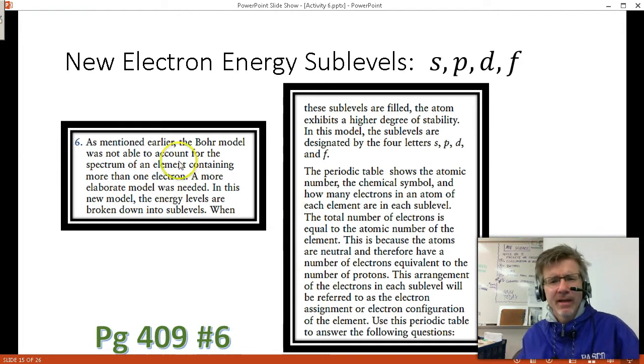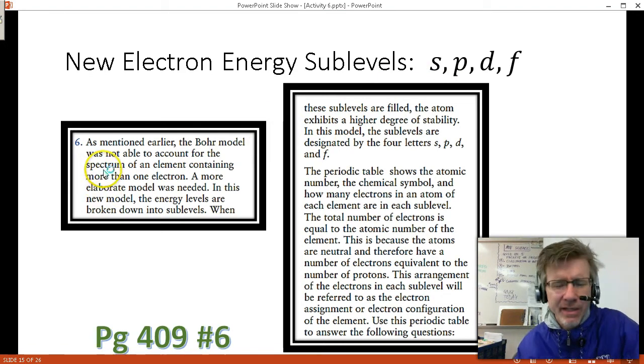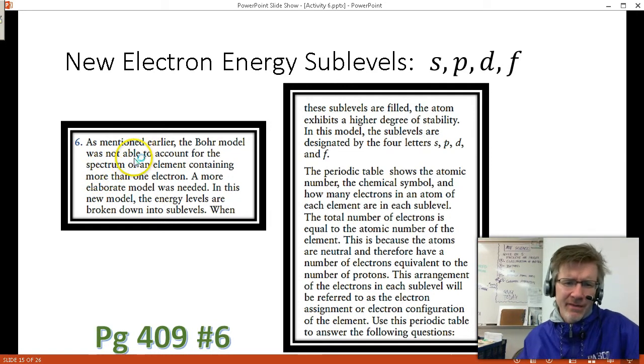Let's define new electron energy sublevels, and they go by the letters S, P, D, and F. S, P, D, F are the names of sublevels. So let's read this number 6. I'll read it to you this time, okay? Check it out. As mentioned earlier, in the last activity, the Bohr model was not able to account for the spectrum of an element containing more than one electron. A more elaborate model was needed. Remember, because the elements got more complicated.